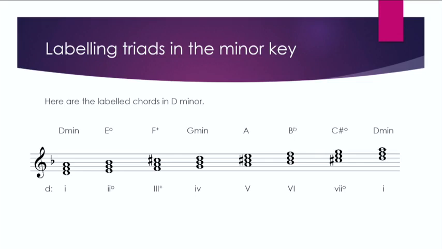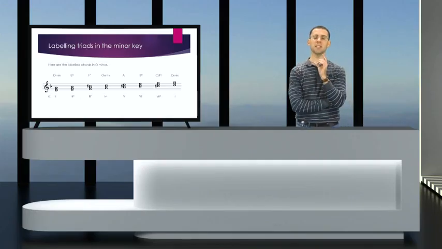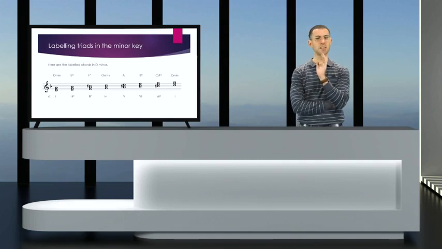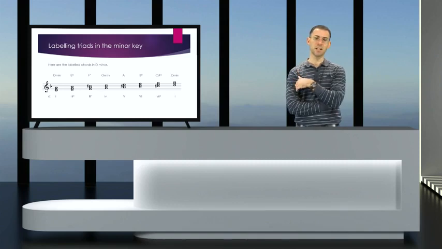If we were to put the major and the minor keys next to each other, let's say we have D major and D minor, we'd notice that there are only 3 chords that are exactly the same. In fact, only 2 chords that are exactly the same. That is chord 5 and chord 7. The rest of the chords are different between the major and the minor key.